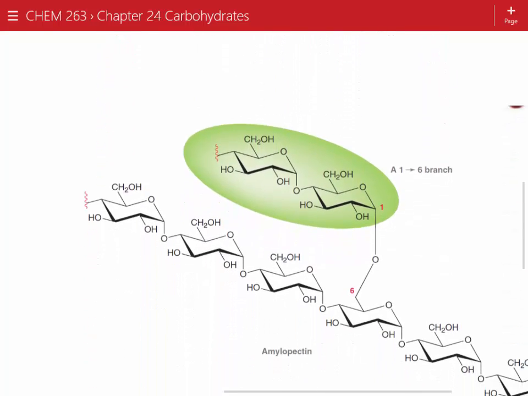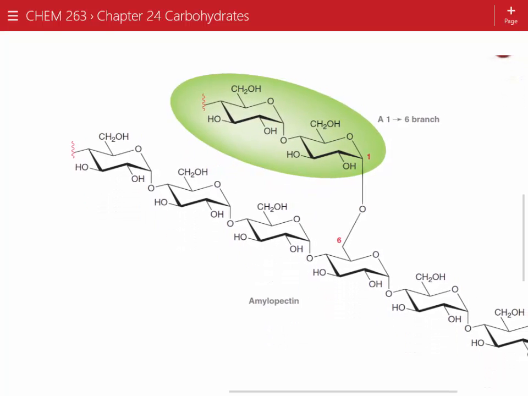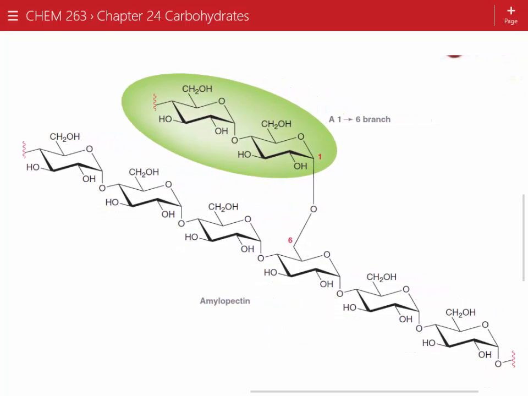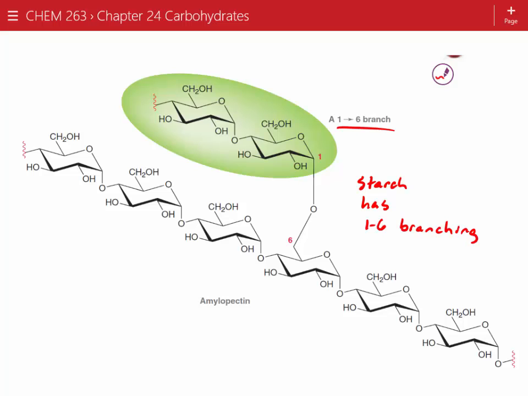It's not as simple as it looks. Most starch actually has this 1,6 connectivity down here. So like I said, not all starches are connected in a 1,4 manner. A lot of starches are actually connected in a 1,6 branch. So you may have a long chain that's 1,4 connected and an occasional 1,6 branching unit. So starch has 1,6 branching. I guess it says it right there. I didn't need to rewrite it.